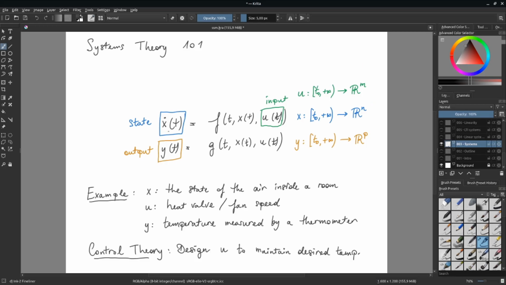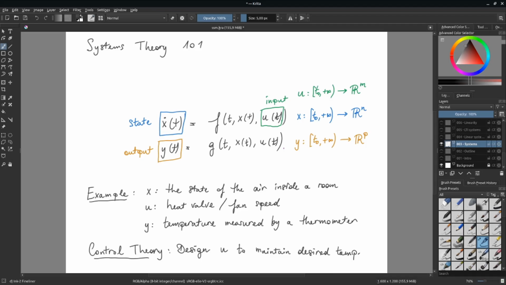So we assume that you have x of t that evolves over time according to a differential equation, being x dot equal to f of t, x of t, and u of t. So it's a function that depends on maybe time, the state, and the input at time t. And then you have the output y of t, also called the response of the system. That's simply another function g of t, x of t, and u of t, so it also depends on the state and input at time t. You can, of course, add noise and different kinds of stuff, but that's the basic one.